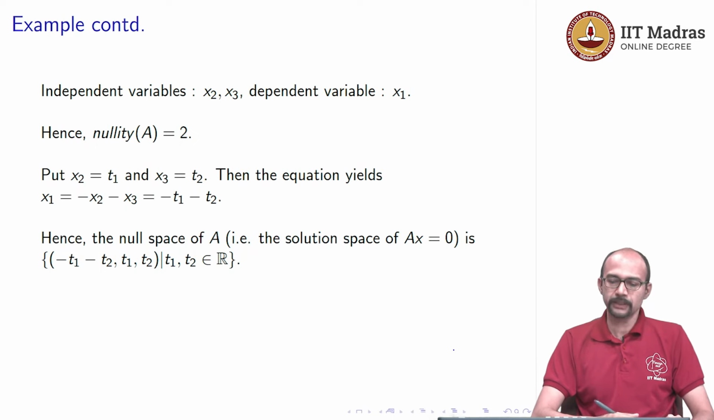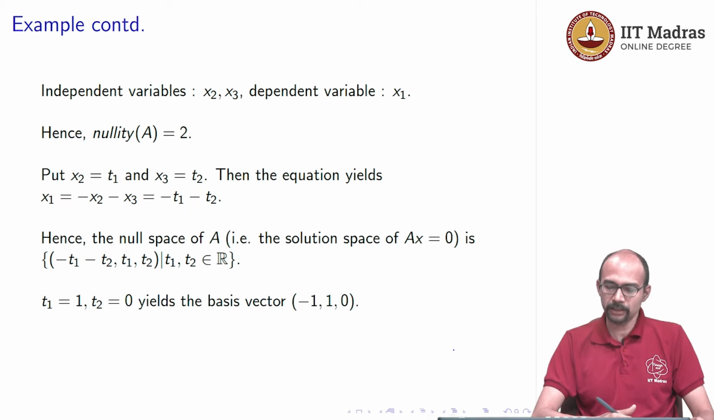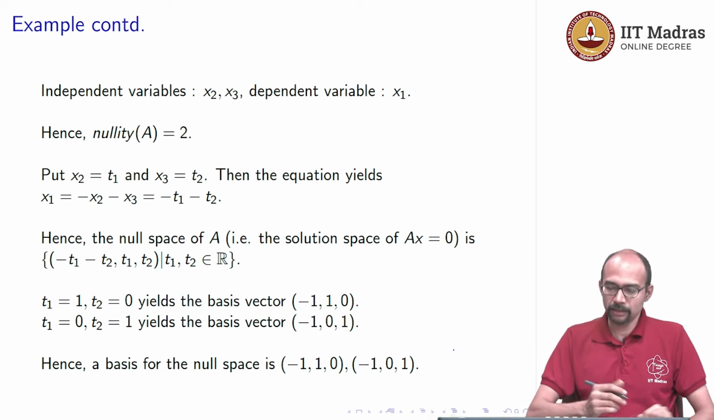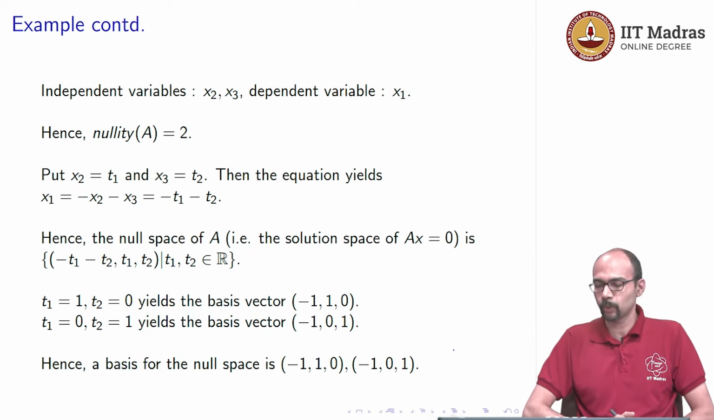So, how do I get a basis? Let us put t1 equals 1 and t2 equals 0 and see what that gives you. If you do that, you get the basis vector (minus 1, 1, 0). You interchange their roles, put t1 is 0 and t2 is 1, that yields the basis vector (minus 1, 0, 1).